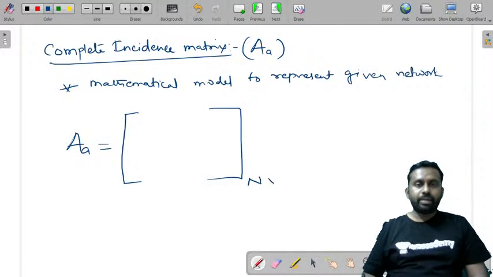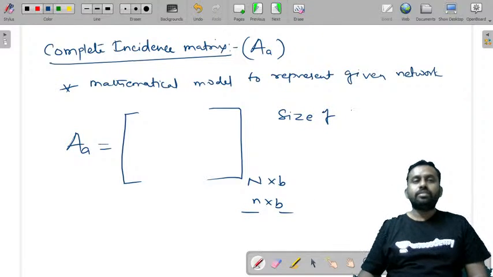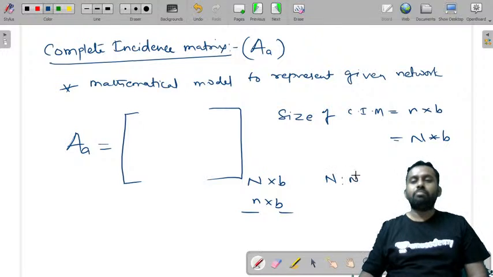This is n by b. It's also n by b. The size of the complete incidence matrix is n by b, or capital N by b, where n indicates the number of nodes, and b indicates the number of branches.